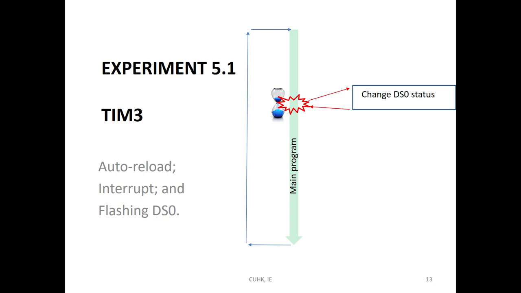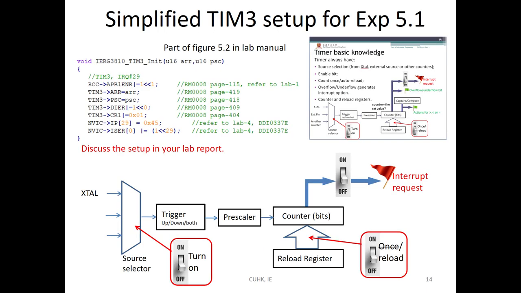Now, experiment 5.1. We will use the timer, use the auto reload function, generate an interrupt, and control the LED DS0. This is the given program. This part is the initialization. We select the source, turn on the timer, set the trigger condition, set the prescaler, and set the reload number. Then we start the counter, using the reload function. When the counter overflows, we turn on this bit and generate an interrupt request. It's very simple.